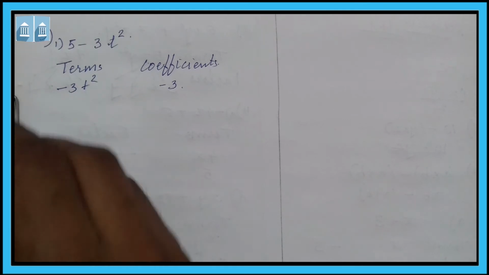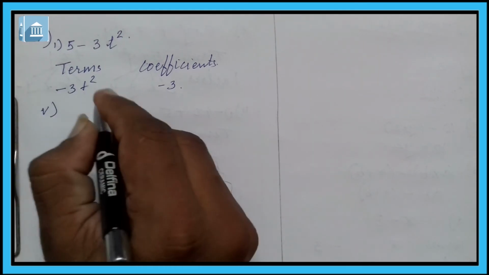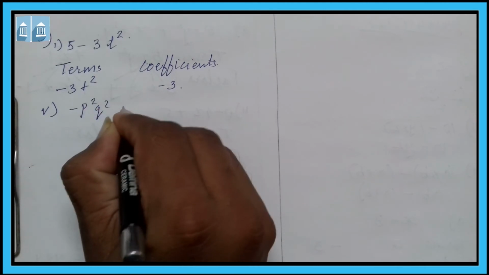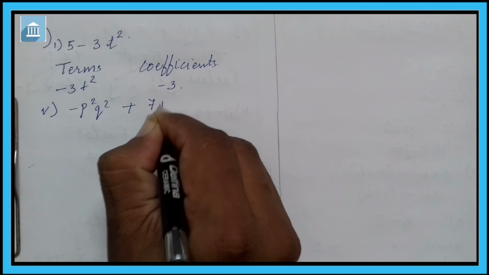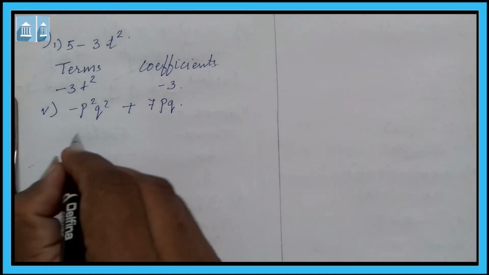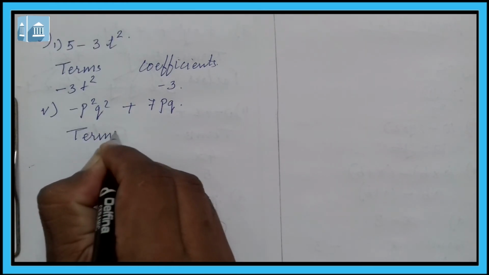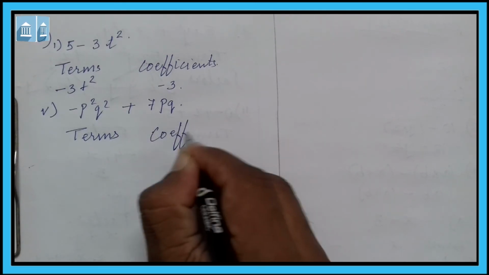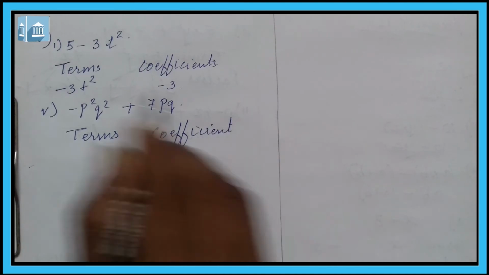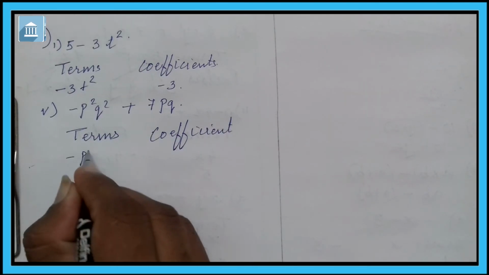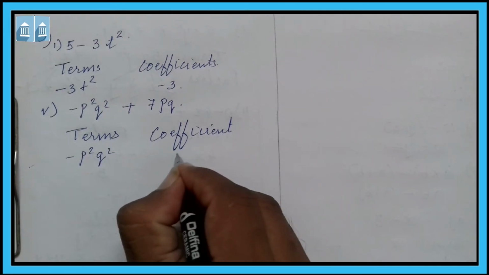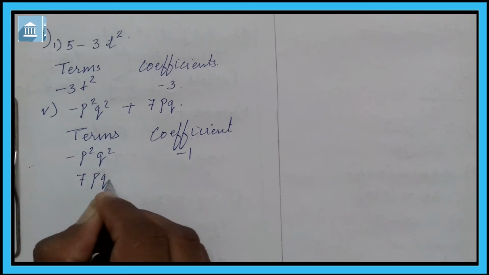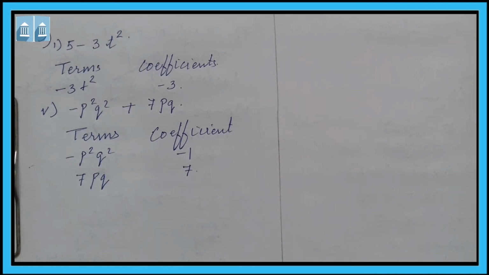In the same way, the fifth one is minus p square q square plus 7pq. So again here we write terms and coefficients. The first term is minus p square q square, so the coefficient will be minus 1. Second is 7pq, its coefficient is 7.